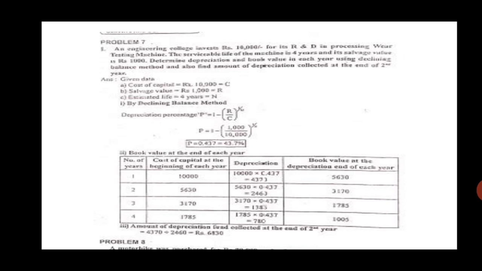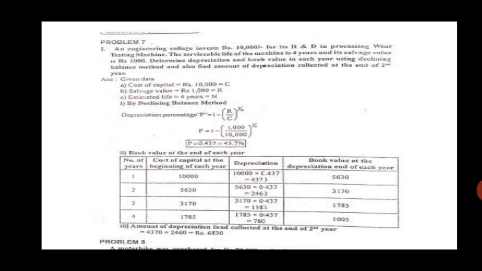So now what is the given data? Cost of the capital is 10,000 rupees, that we term as C. Salvage value is rupees 1,000, that is R, and estimated life is 4 years, that is N. A simple formula for the declining balance method is depreciation percentage P equal to 1 minus (R divided by C) raised to 1 by N, which is equal to 1 minus (1,000 divided by 10,000) raised to 1 by 4. You get P equal to 0.437, that is 43.7 percentage.